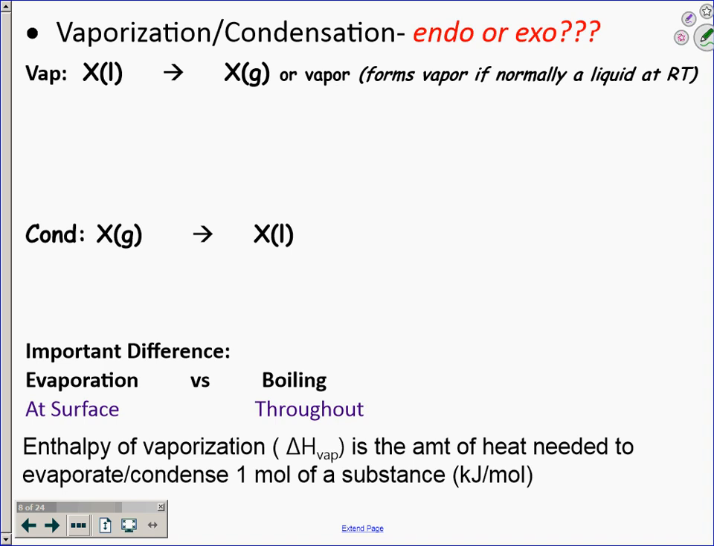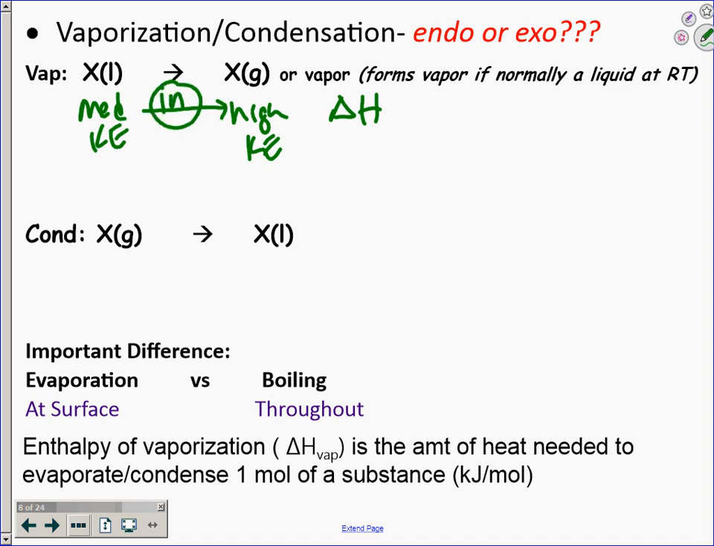All right, Bailey's table, help me out here. What kind of kinetic energy does this liquid have? Medium kinetic energy, and this gas, high kinetic energy. And would you say this is a delta H positive or negative? Positive, because you have to put energy into this process to force it to go to high kinetic energy. Therefore, it's endothermic.